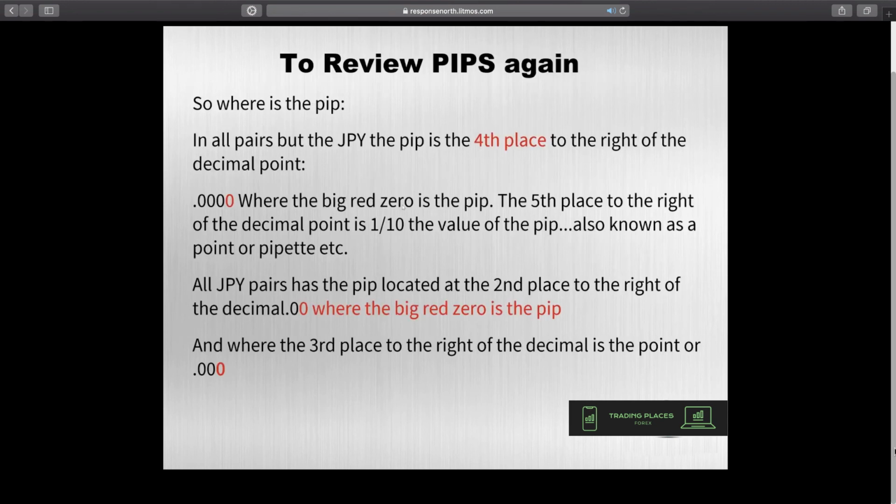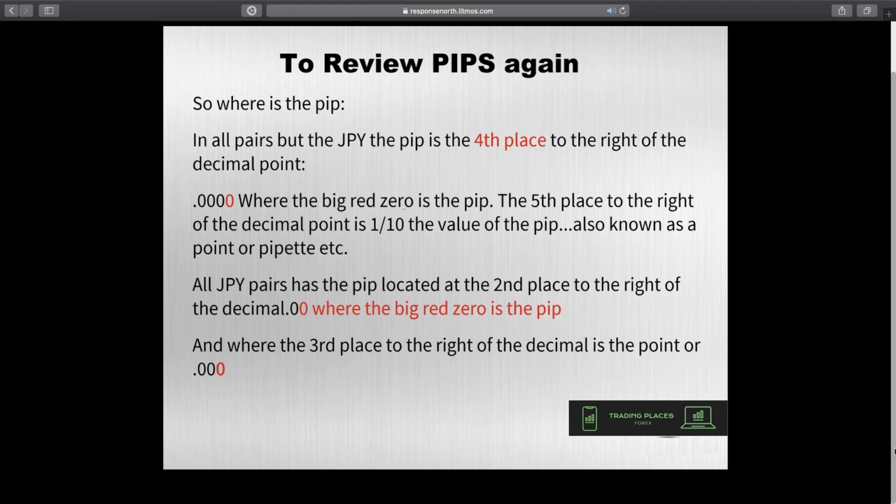So where is the pip? In all pairs but the yen, the pip is the fourth place to the right of the decimal point. 0.0000, where the big red zero is the pip. Okay. Now we're going to introduce the fifth place. Again, the fifth place to the right of the decimal point is 1/10 the value of the pip, also known as a point or pipette. I use point myself. Again, all yen pairs have the pip located at the second place to the right of the decimal. Okay?